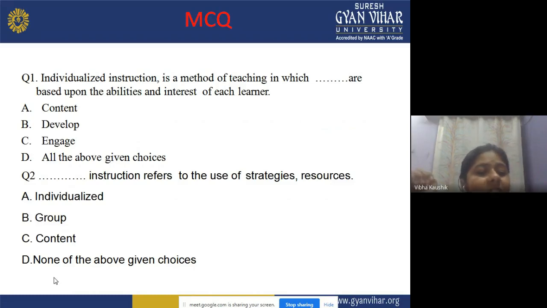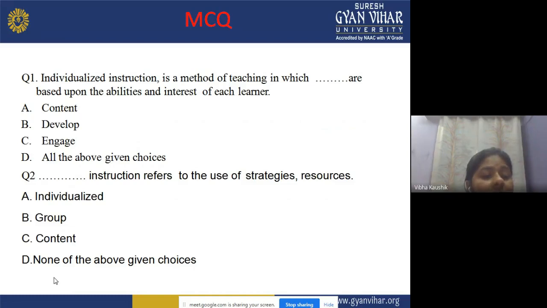Now, the options are A, content; B, develop; C, engage; D, all the above given choices. So, individualized instruction is a method of teaching in which content are based on the abilities and interest of each learner. It means the way to teach the student in which the content or the topic selected by the teacher will be based upon the abilities and interests of each learner.